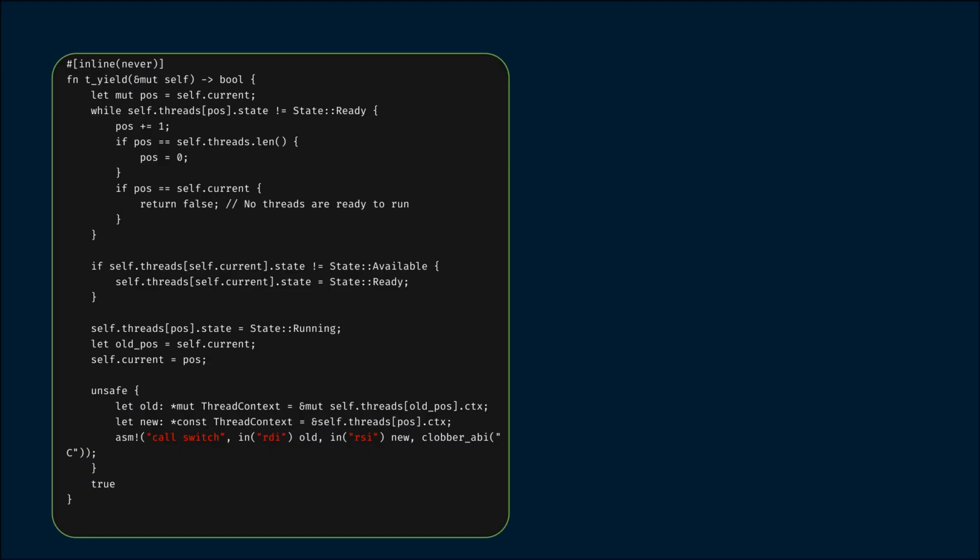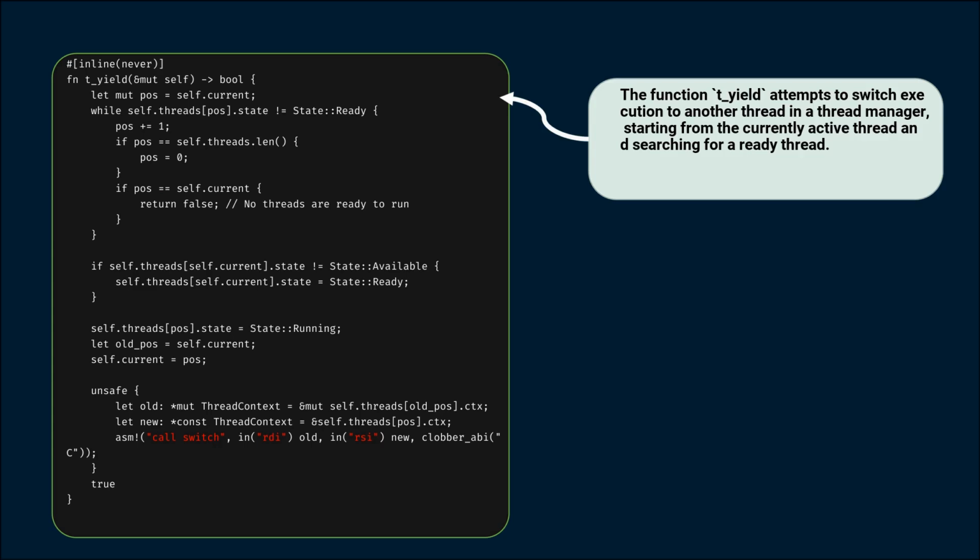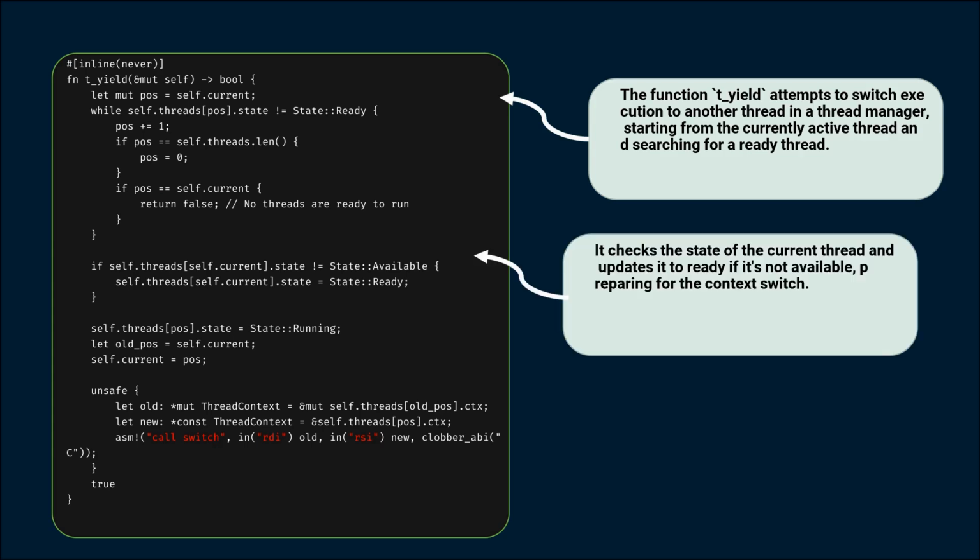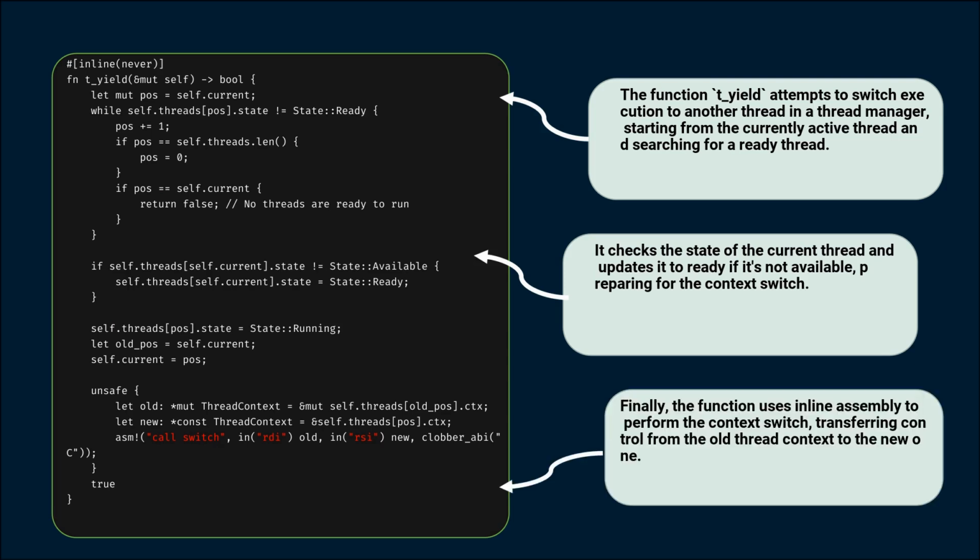Now let's take a look at the tyield function, which is essential for our scheduler's task management. This function begins by setting a position pointer to the current fiber's index and enters a loop to search for a fiber in the ready state. If it encounters a fiber that is not ready, it increments the position pointer, wrapping around to the start of the list if it reaches the end. If it circles back to the original position without finding any ready fibers, it will return false, indicating that no threads are available to execute.